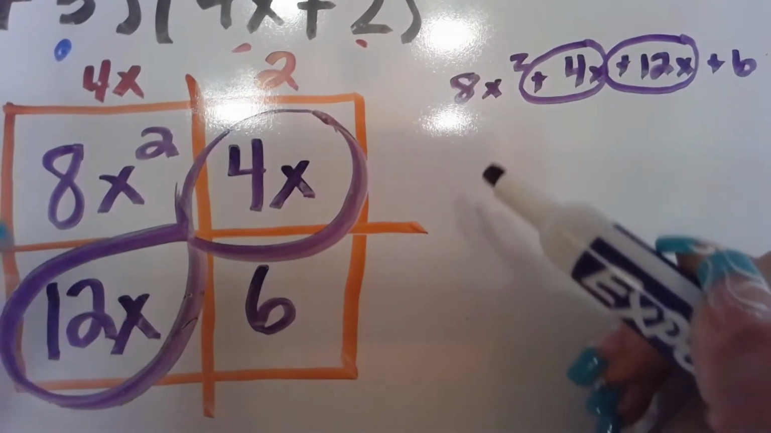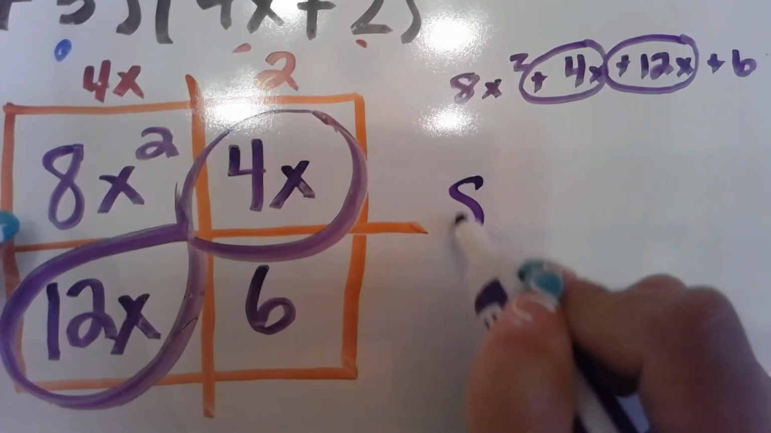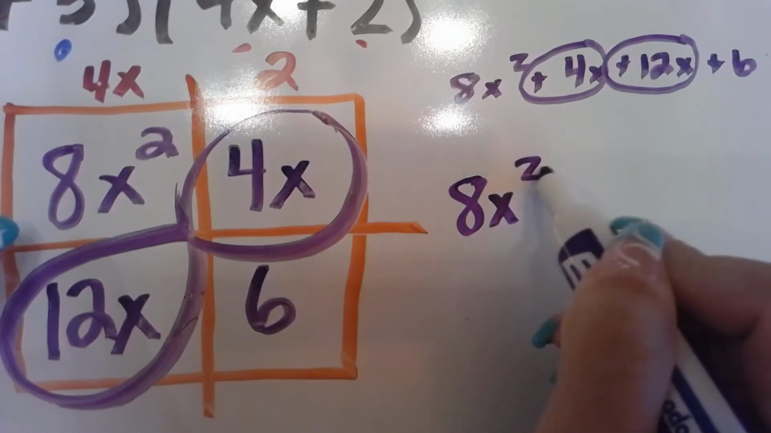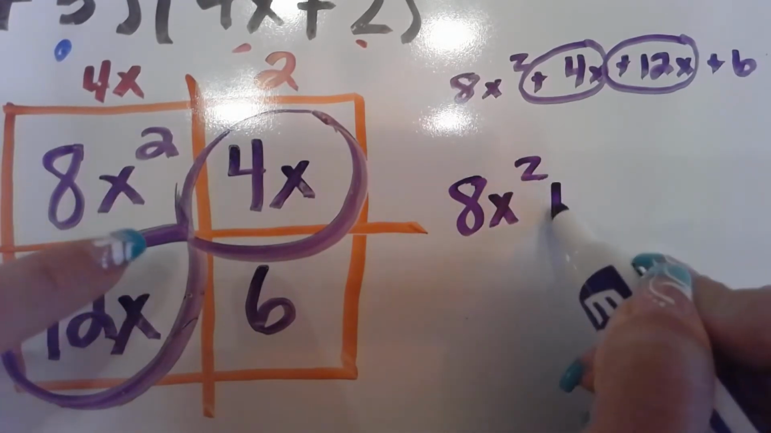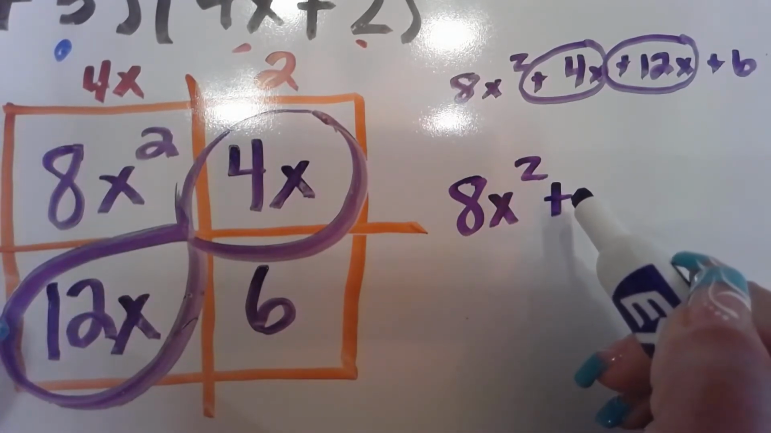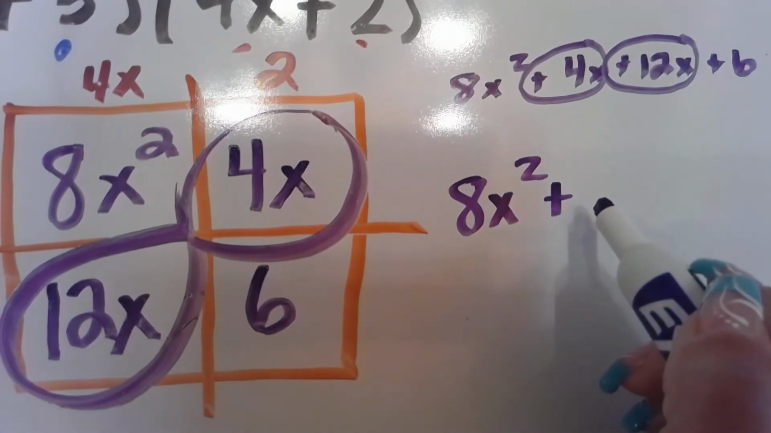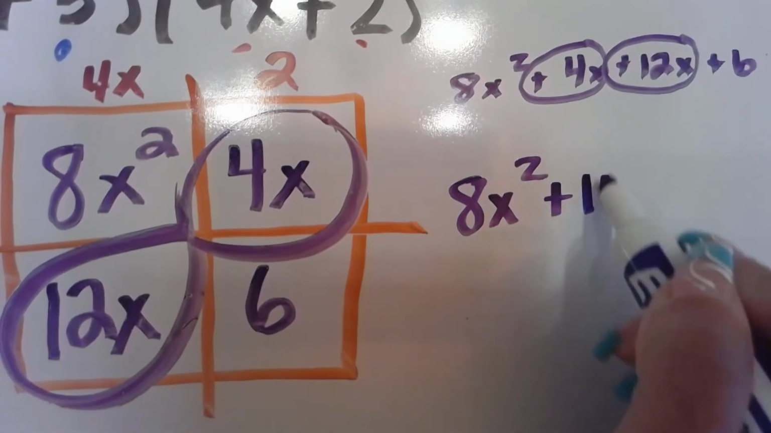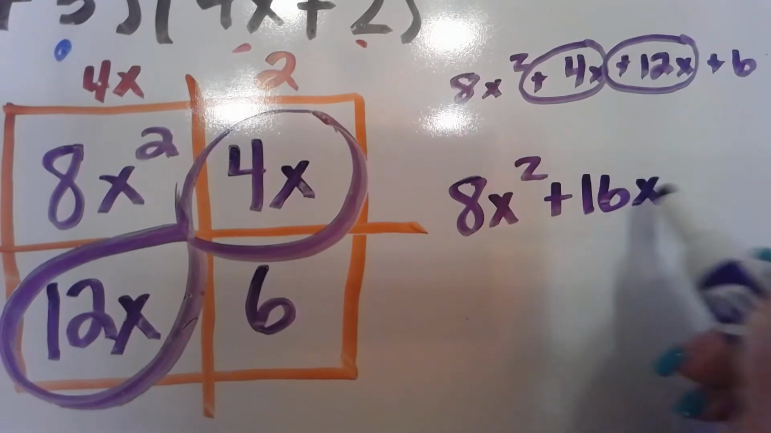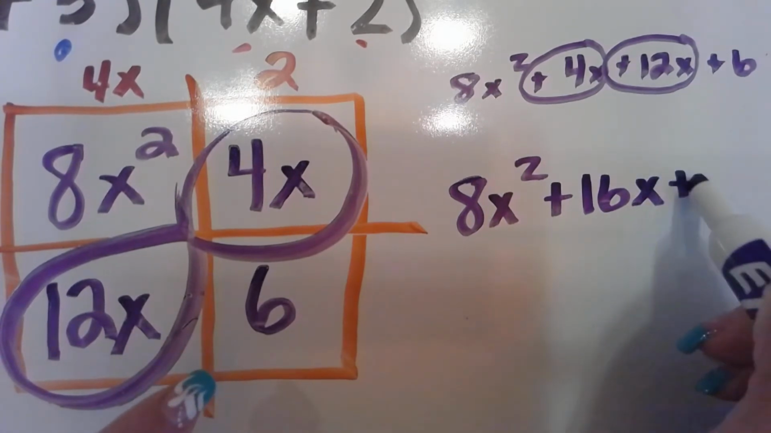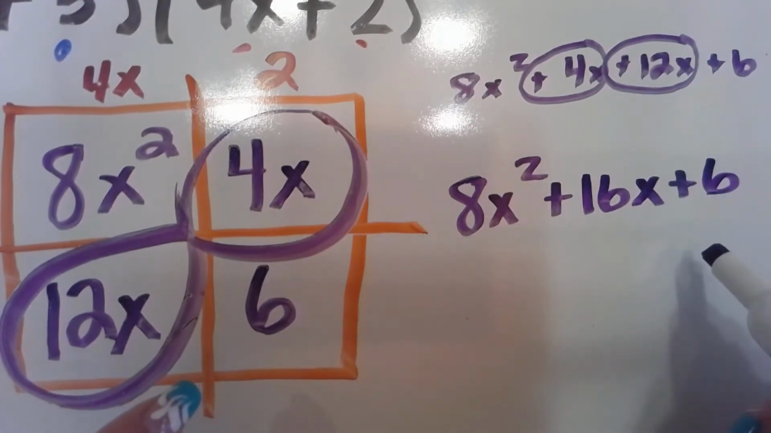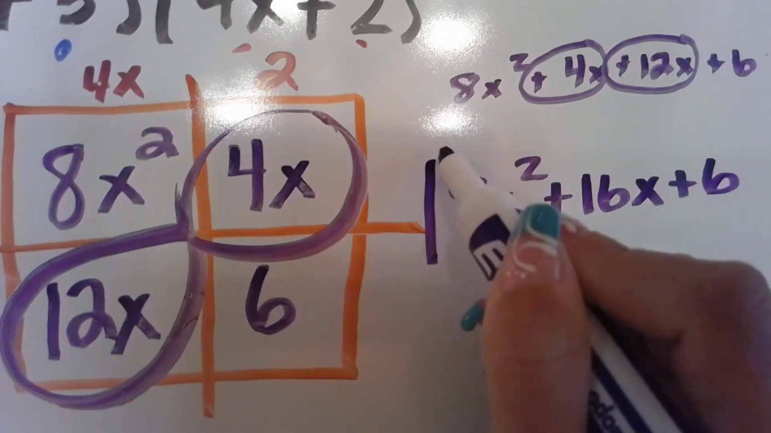So if we combine them, we can write 8x squared plus 4 plus 12, and 4 plus 12 is 16x, plus 6. And that is your answer.